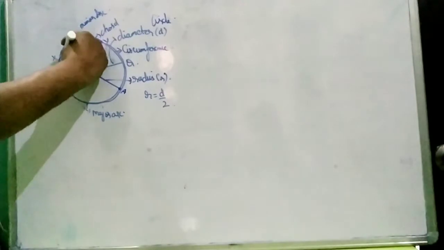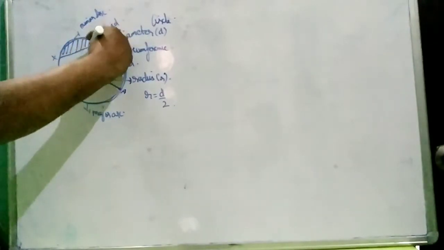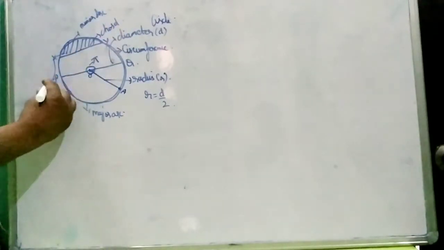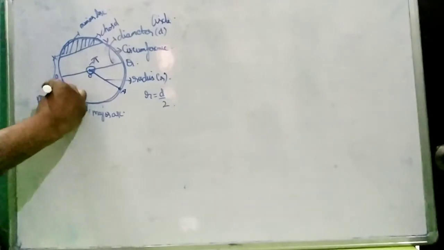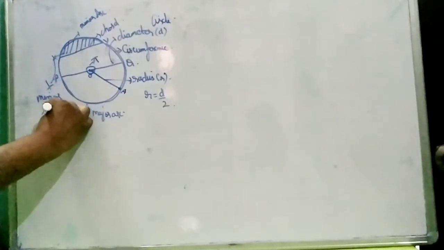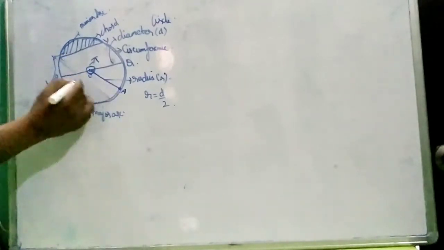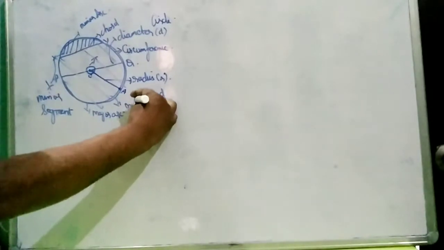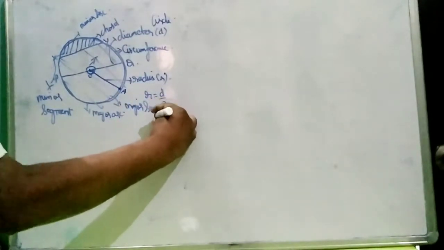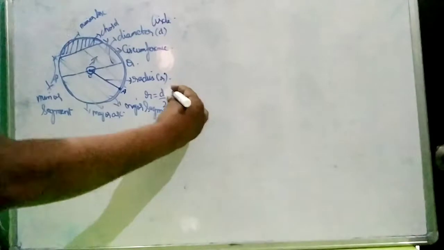Now the portion which a minor arc and the chord represent is called the minor segment, and the remaining larger portion of the circle represents the major segment. So these are the parts of a circle. Now how to find out the area, circumference and other things?